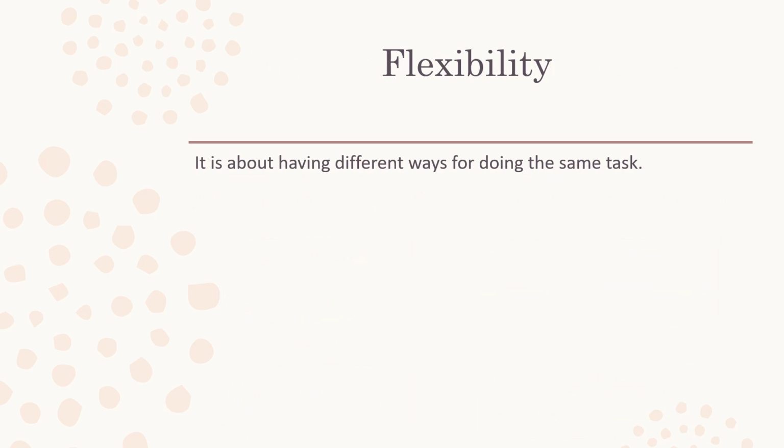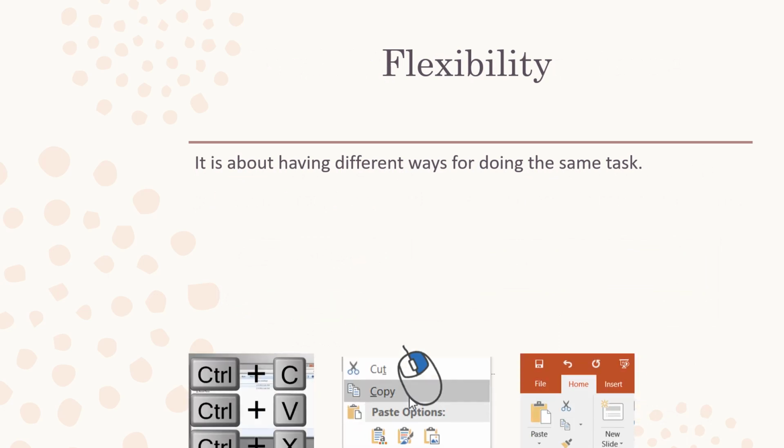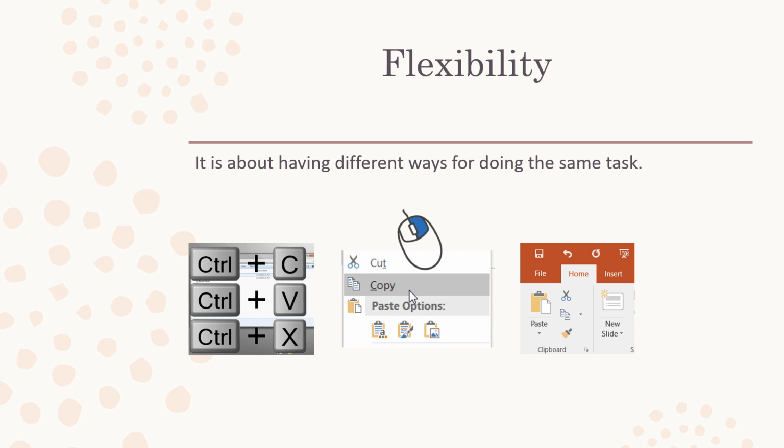The sixth design principle is flexibility, which is about having different ways of doing the same task. For example, in order to copy and paste in Microsoft Word, we have three different options. We can use the shortcut keys on the keyboard, we can use right click, and we can use the Home tab. Or for buying an item from a website like eBay or Amazon, we can use the search feature of the website, or we can go to the items category and find the desired items.